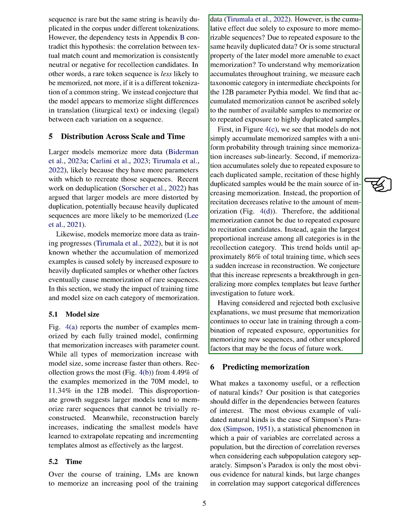The proportion of recitation decreases relative to overall memorization, indicating that repeated exposure to duplicated samples is not the primary driver of memorization growth. Instead, there is a notable increase in the recollection category, suggesting a focus on memorizing rarer sequences. Towards the end of training, there is a sudden increase in reconstruction, indicating a breakthrough in generalizing more complex patterns. We propose that memorization late in training is a result of a combination of factors, including repeated exposure, opportunities to memorize new sequences, and other unexplored influences.